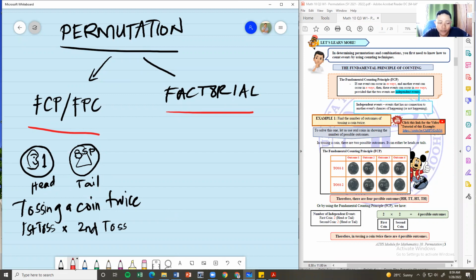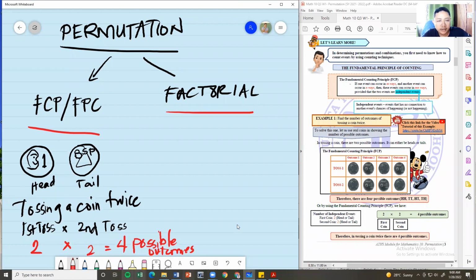Now, for the first toss, what are the possible outcomes that will show up? Type the answer in the chat box. On the first toss, how many possible outcomes can we have? There are two. Very good. The head and the tail. So that's 2. We just have to multiply it by the second toss. And for the second toss, how many possible outcomes will we have? It's the same thing. It's 2. So when we multiply them, 2 times 2, the answer is 4. So there are 4 possible outcomes. Okay? And what are those?